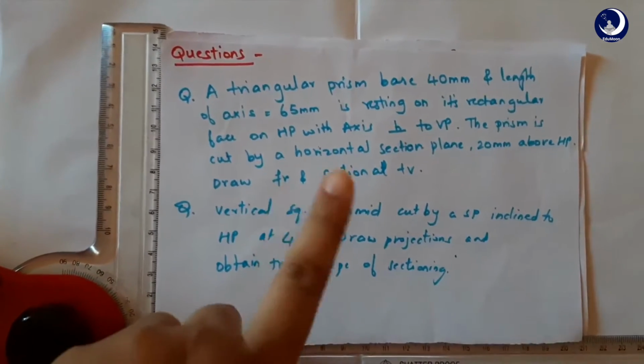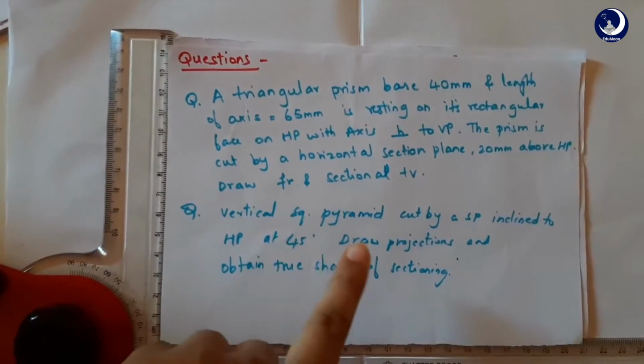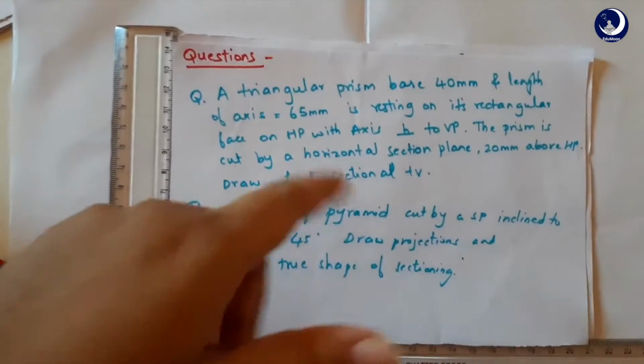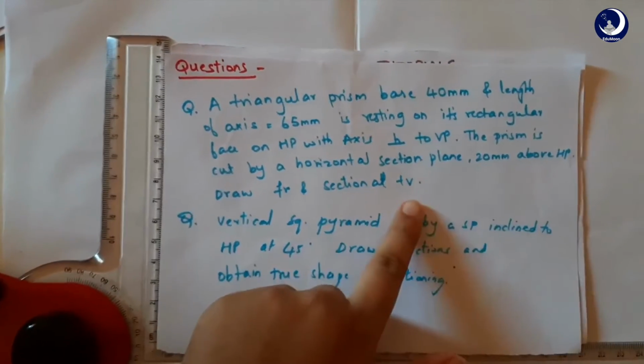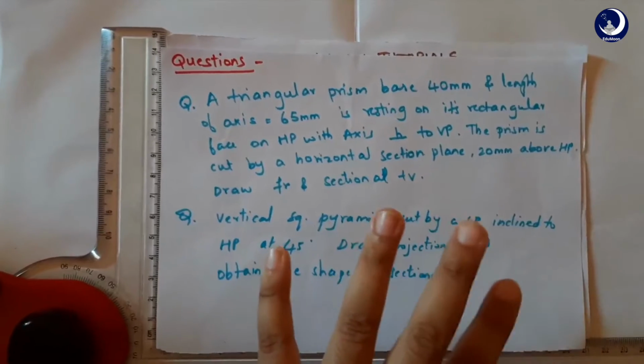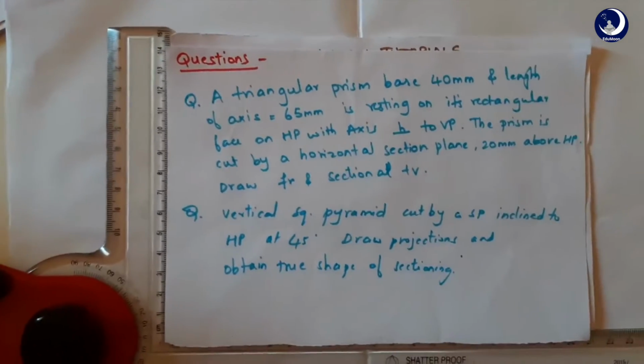So in the front view we'll be able to see the triangle, that is the triangle base, and in the top view we'll be able to see the sectioned portion. So that is why I said sectional top view. So now let us try and draw the projections.